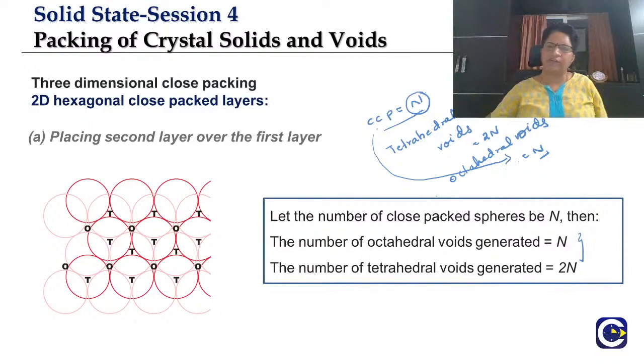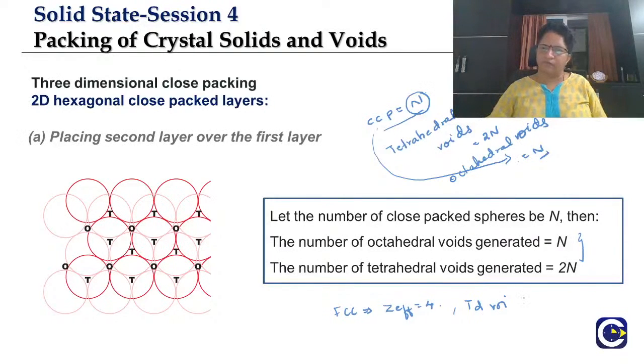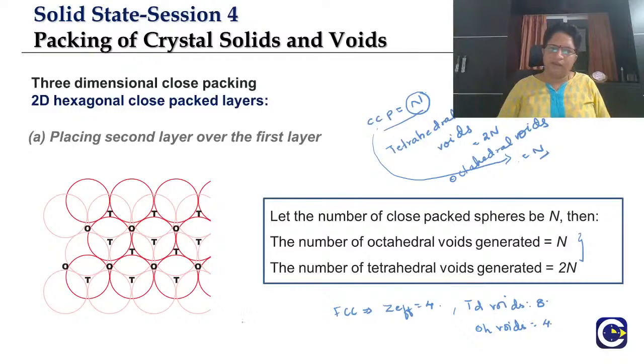Remember this, in case you are taking it as an FCC, we got an effective number of atoms as 4. So tetrahedral voids will be equal to 8. Octahedral voids will be equal to 4. In HCP we have seen Z effective was 6. Tetrahedral voids will become 12. Octahedral voids will be equal to 6.